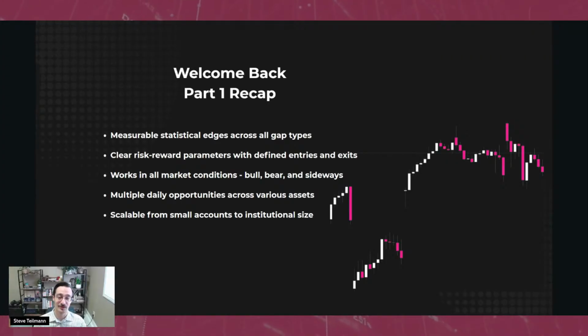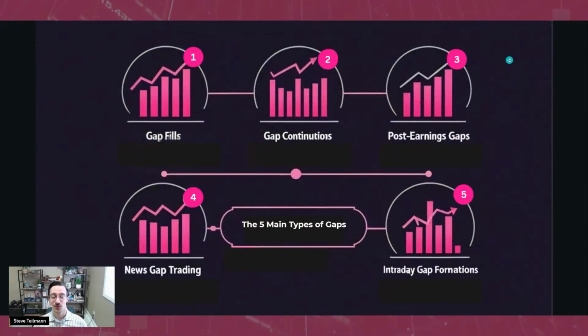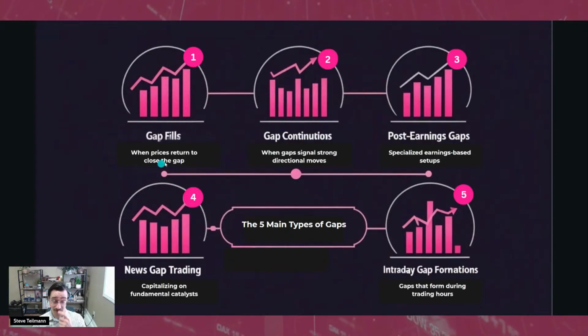So what are the main types of gaps? There are a lot of different ways you can break these down, but for me, I kind of think of them in 5 main categories. So like I said, you have the gap fills and the gap continuations. So gap fills are when the price returns to close the gap. Gap continuations are when the gap signals a strong move with a strong directional move. So it gaps up and then it wants to keep going.